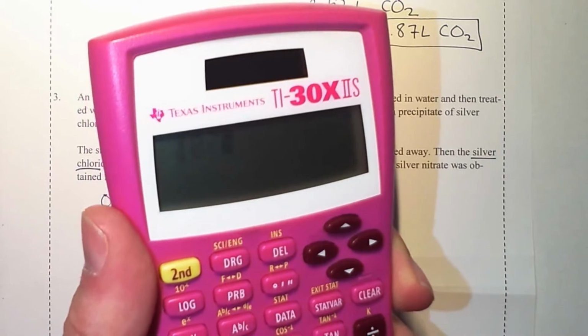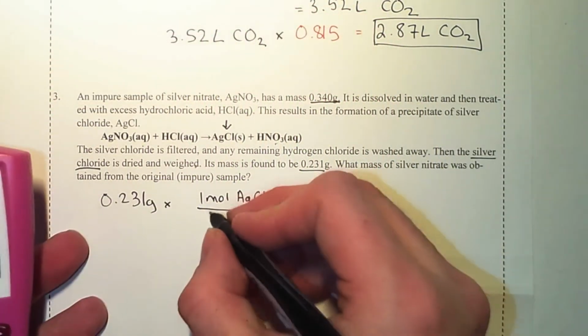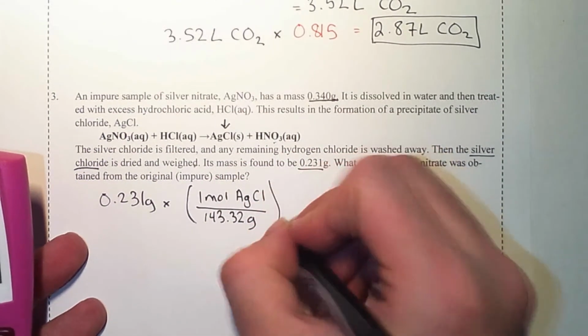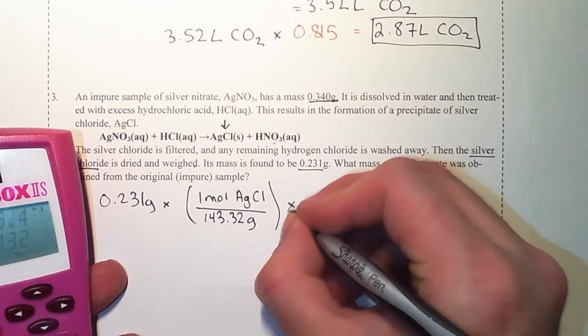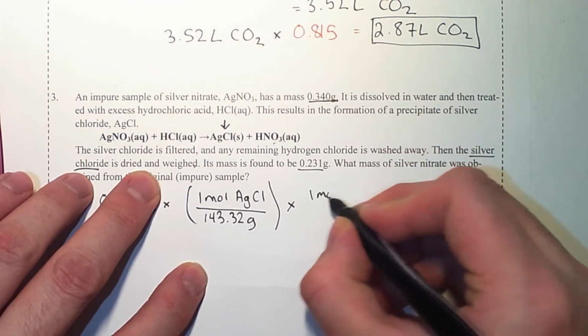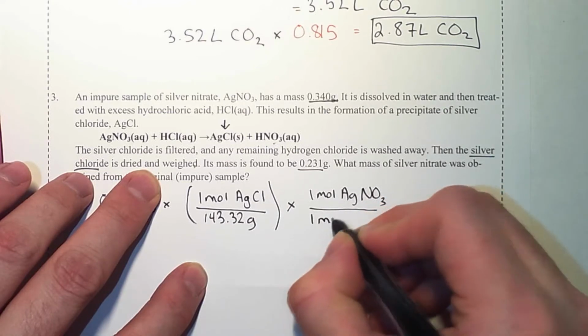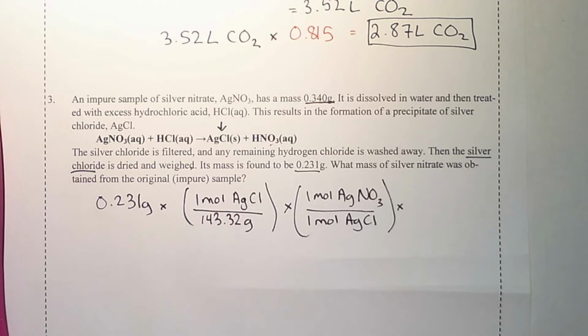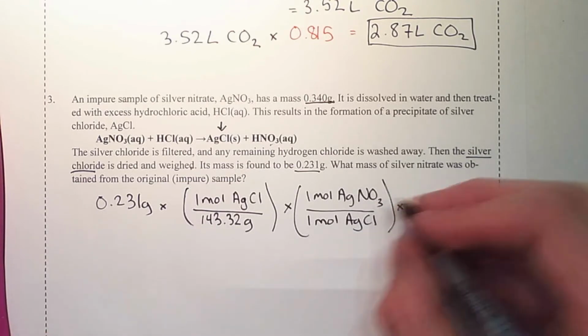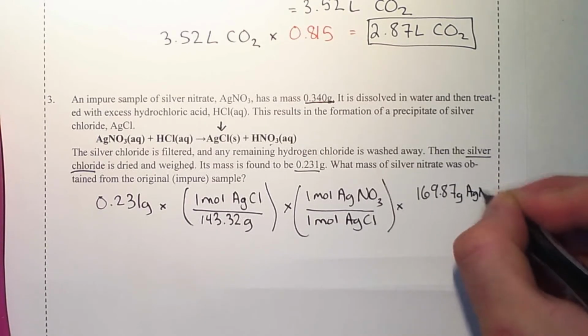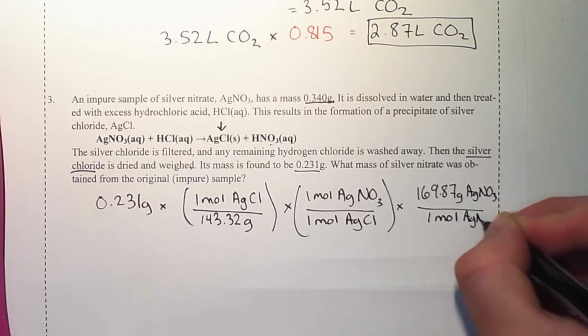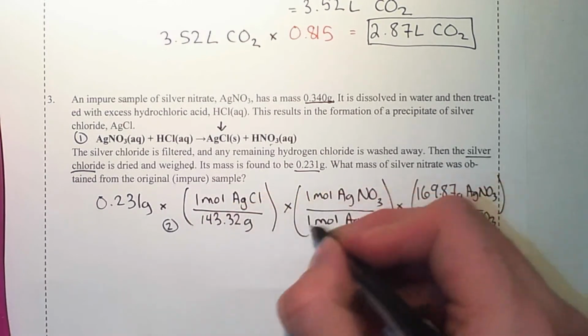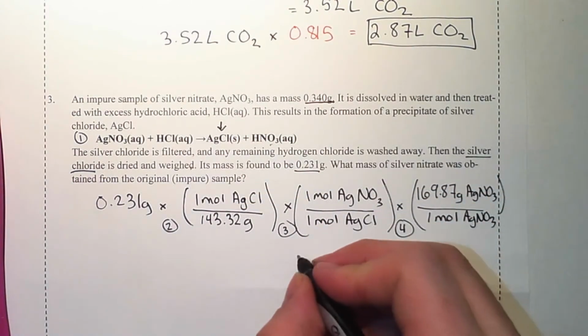The molar mass of silver chloride is 107.87 plus 35.45 is 143.32 grams. Apply the ratio. 1 mole of silver nitrate for 1 mole of silver chloride. And then we need the molar mass of silver nitrate. So 1 silver atom is 107.87 plus 14 for nitrogen plus 3 times 16. So 169.87 grams of silver nitrate for every 1 mole. So balanced equation, convert to moles, apply the ratio back to whatever unit we need.